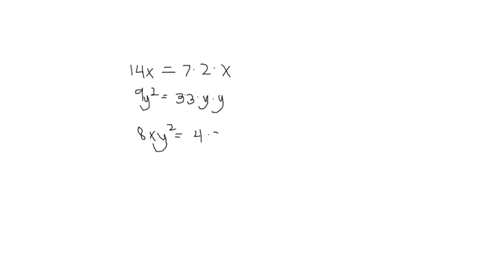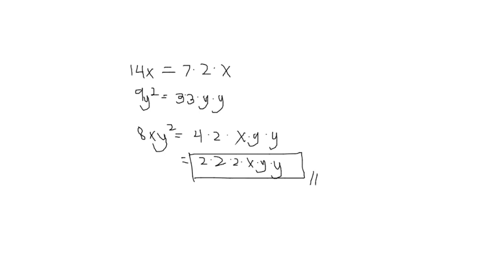So let's say we have 8xy squared. We will just have 4 times 2 times x times y times y. The 4, we can make it 2 times 2 again. So when you multiply 2 times 2, it becomes 4, and 4 times 2 is 8. So this is the factored form of 8xy squared. We need to get used to this, guys.